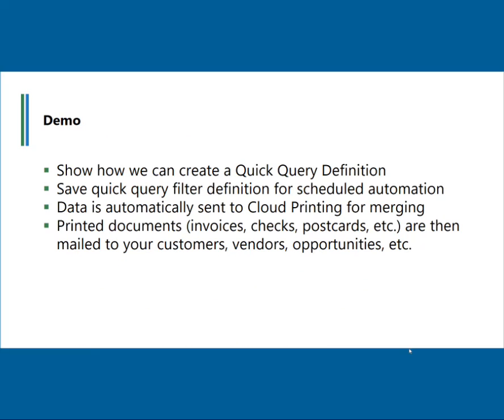So I'm going to show a demo. This demo is going to show us how we can use our QuickQuery definition and save that so we can schedule it in automation, but then also show how we can take data from a QuickQuery output and automatically send it to cloud printing so that it can be merged. And then those printed documents, whether they're invoices, checks, postcards, or whatever, can be mailed automatically to your customers, vendors, or opportunities.